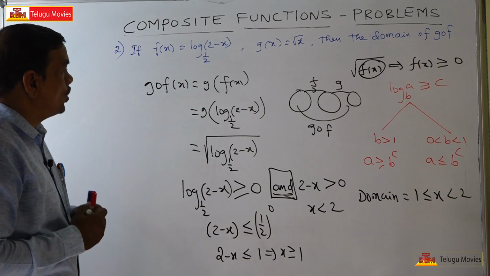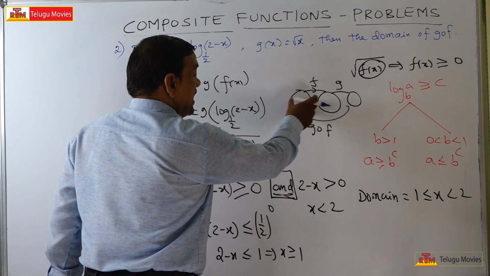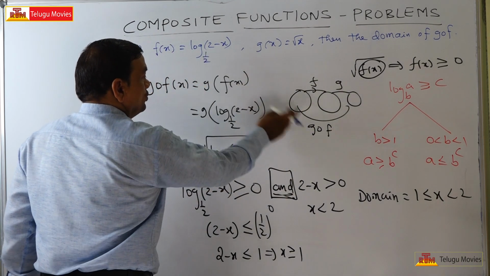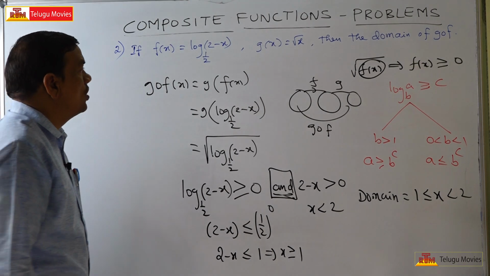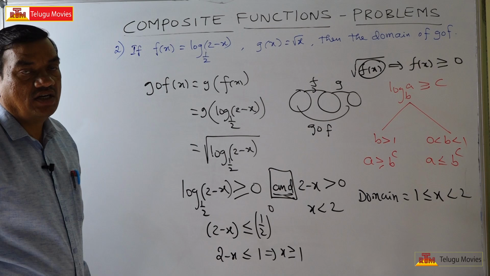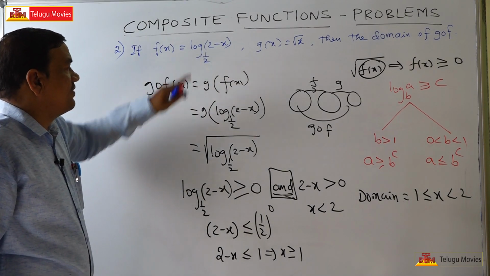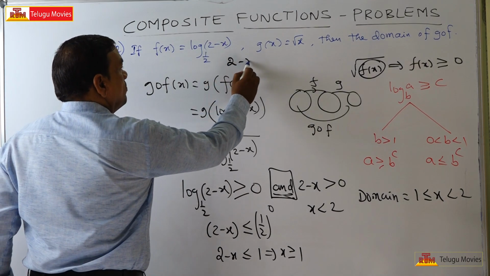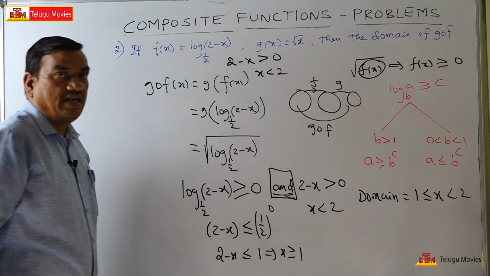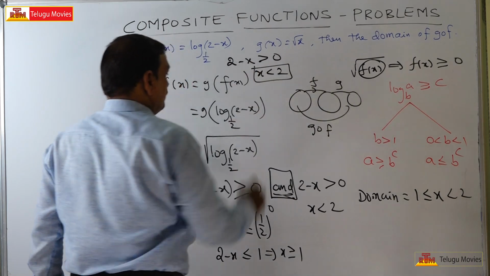That means the domain of f and the domain of g circle f both should be the same. Understand this. What is the domain of f of x? This is 2 minus x greater than 0, so x is less than 2. Understand this, x less than 2.